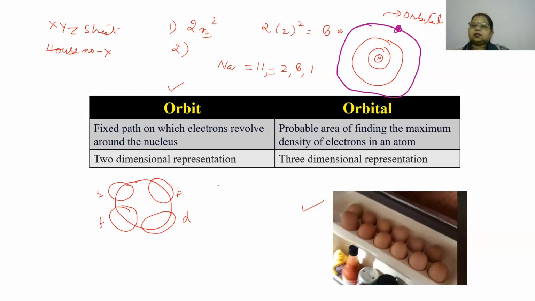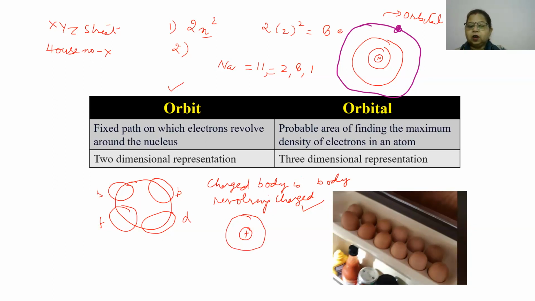That is a certain part of physics. When there is a charged body revolving around another charged body, a force of attraction develops between them, right? That means if there is a positive charge at the center and an electron is revolving around it on this path, both of them are oppositely charged, so they will attract each other.